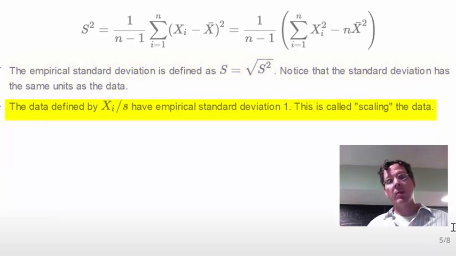Another interesting fact, kind of related to centering, is scaling. If we subtract the mean off from every observation, we get a resulting data set that has mean 0. If we divide every observation by the standard deviation, the resulting data set will have standard deviation 1. This is called scaling the data.